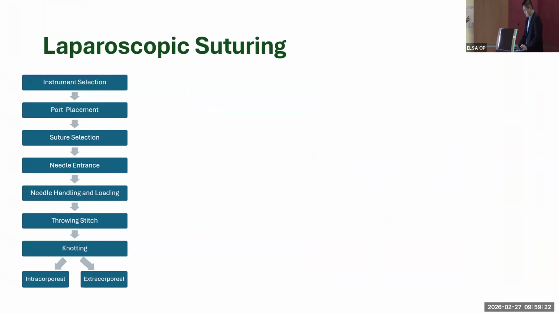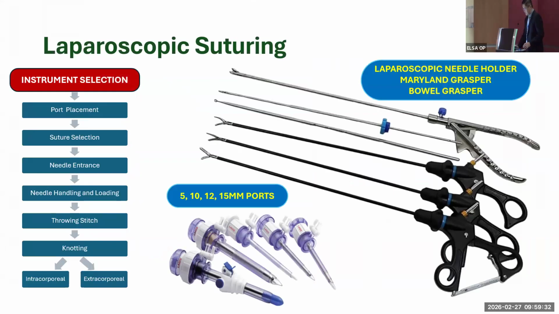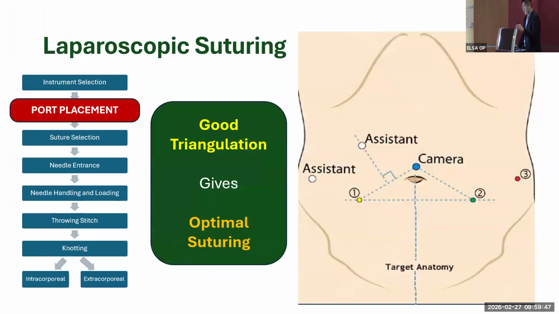So these are the steps for laparoscopic suturing. Let's go one by one, step by step, on how we're going to do it. First of all, instrument selection. You need to select the appropriate instrument to do your laparoscopic suturing. You might need a laparoscopic needle holder, Maryland, or bowel grasper. Port size, you might use a size 5, 10, 12, or 15, depending on the situation. Next is port placement.